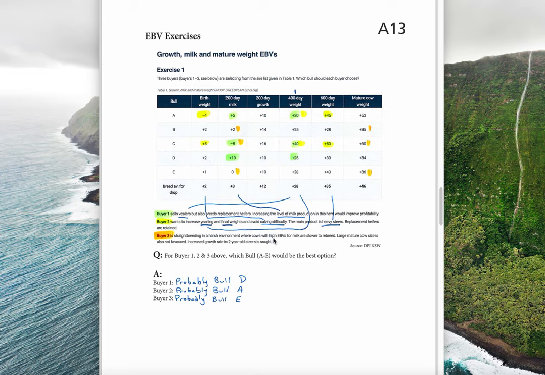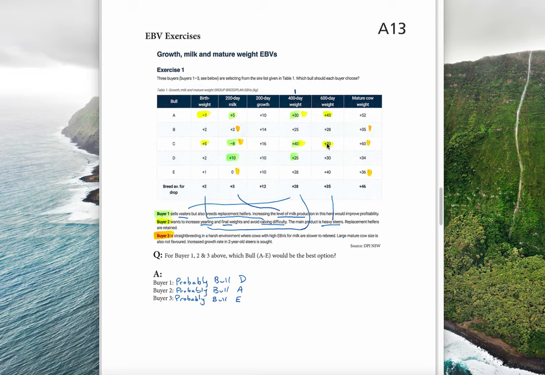And the last one was EBVs for milk. They want it to be quite low. So if we have a look at our top ones, plus 45, plus 50, plus 40, these are our top 600-day weights, so we could use any of those. What can we rule out first? This one here has a large mature cow weight. It's the largest, so that's probably out because it says large mature cow size is not favoured.